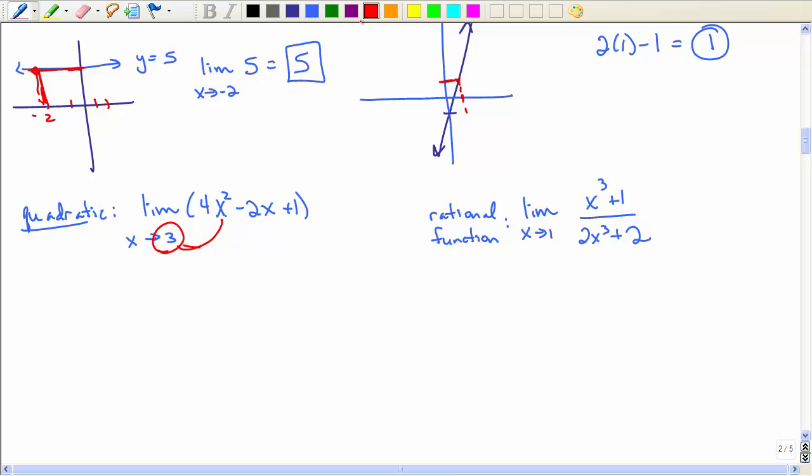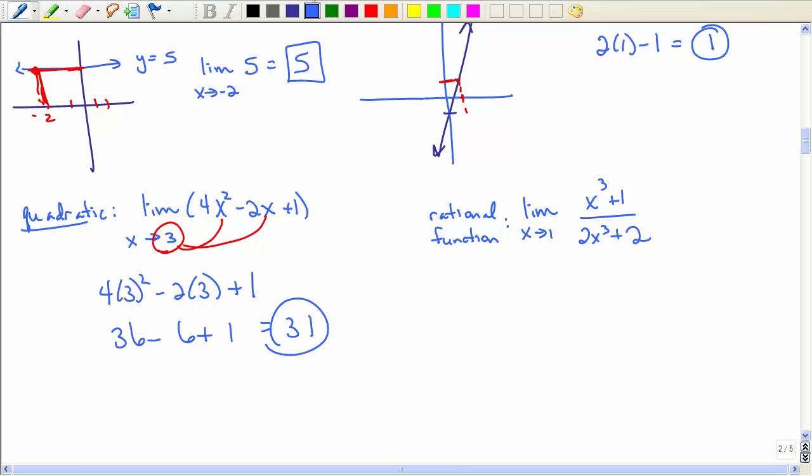So again, I'm just going to plug in 3 for x. Let's see, I think that's equal to 31. And that's the limit. Okay, you don't have to know that that's a quadratic or anything. Just know you plug in the value of x.